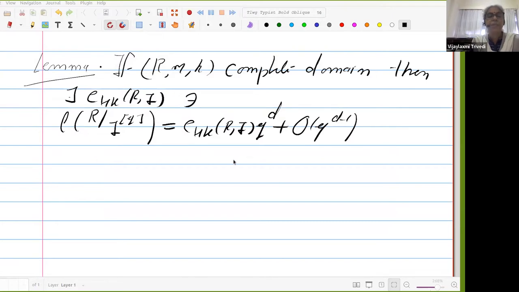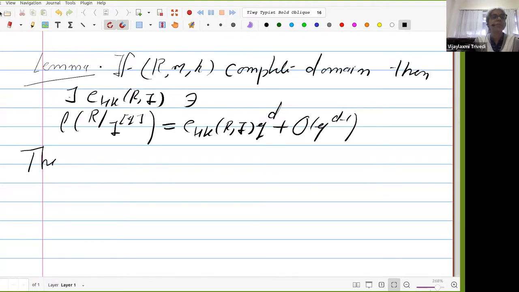So last time we were on the way to prove the existence of Hilbert-Kunz multiplicity. We had proved the result when R is a complete domain. And now, in fact, we can prove it for an arbitrary module. So this is a theorem.